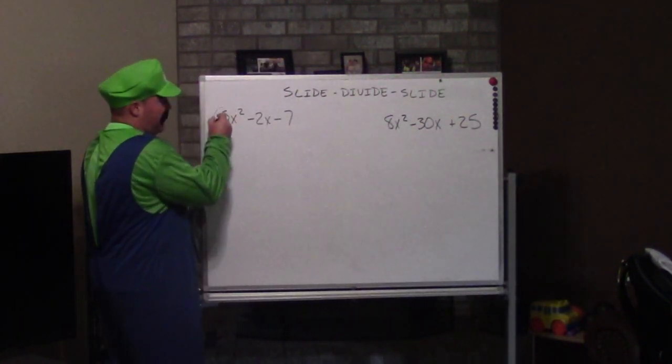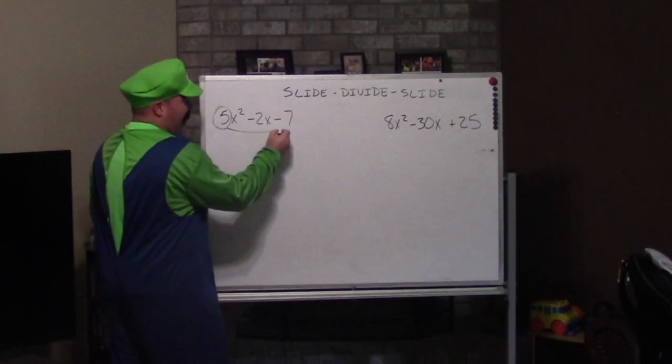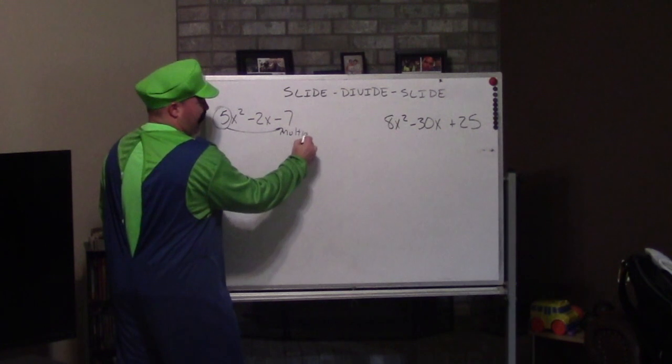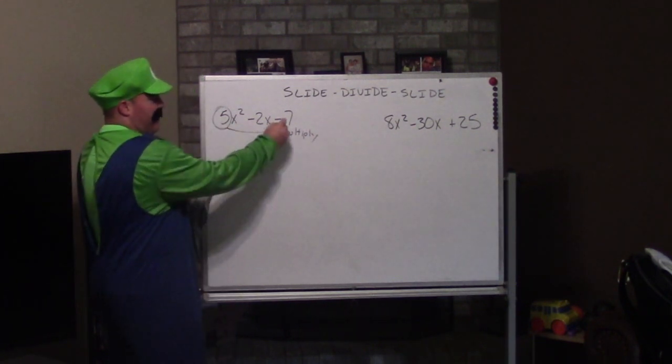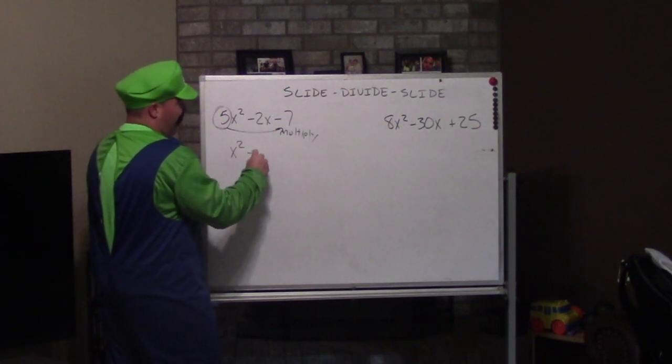So the first thing, we're going to take the number in front of the x squared and we're going to slide it over here and multiply. So 5 times negative 7 is negative 35.